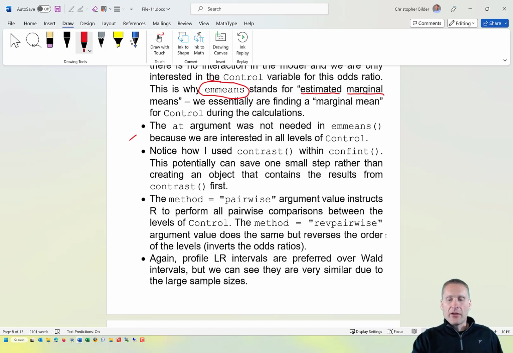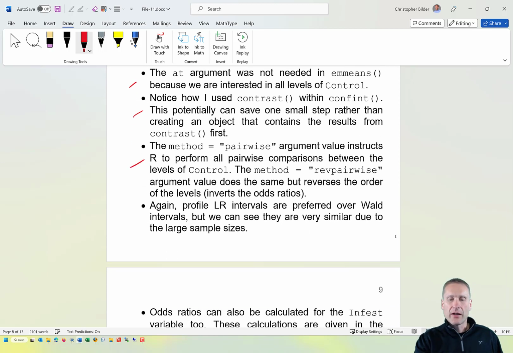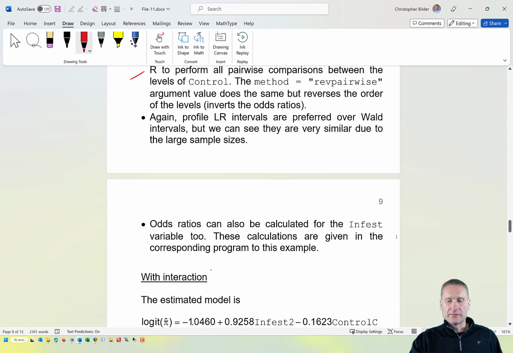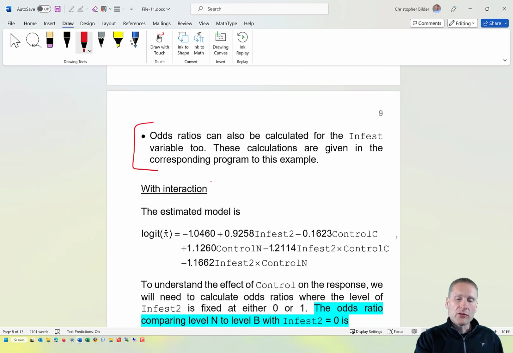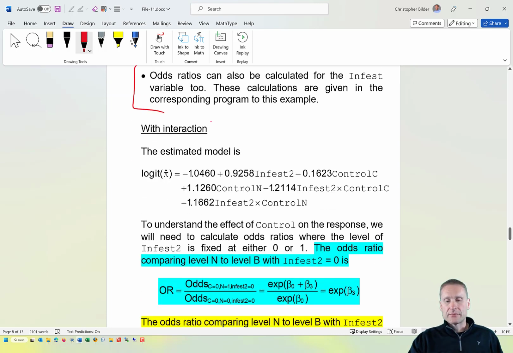Talked about the at argument already before. I talked about using contrast in conf_int, talked about pairwise and reverse pairwise. Again, we prefer to do profile likelihood ratio intervals, but as you can see here, the Wald intervals are very similar to the profile likelihood ratio intervals because I have such a large sample size. Remember, I have 100 plants per greenhouse, and I have quite a few greenhouses. One should also look at the odds ratios for the infest variable too. Please see my corresponding calculations in the program.